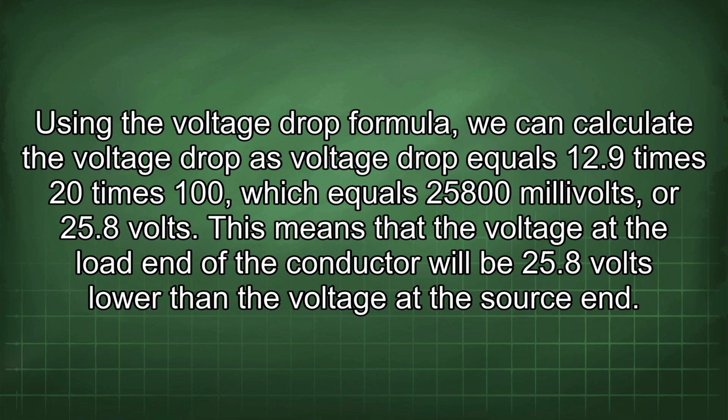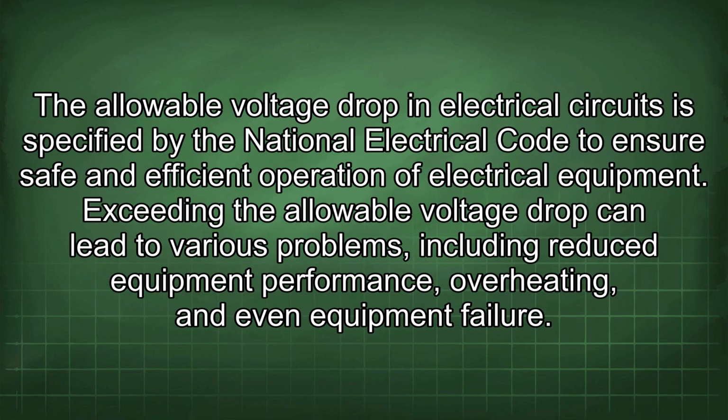This means that the voltage at the load end of the conductor will be 25.8 volts lower than the voltage at the source end. The allowable voltage drop in electrical circuits is specified by the National Electrical Code to ensure safe and efficient operation of electrical equipment. Exceeding the allowable voltage drop can lead to various problems, including reduced equipment performance, overheating, and even equipment failure.